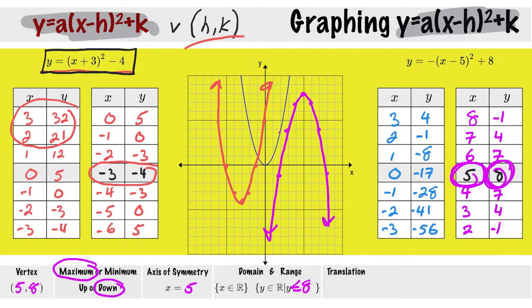The translation is that it is to the right, I'll use short form, to the right 5, up 8. It's reflected over the x-axis and is congruent to the original. You'll notice that A is simply negative 1. So your translation is that it's simply reflected over the x-axis.